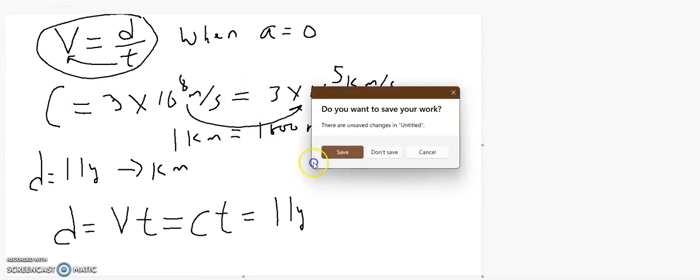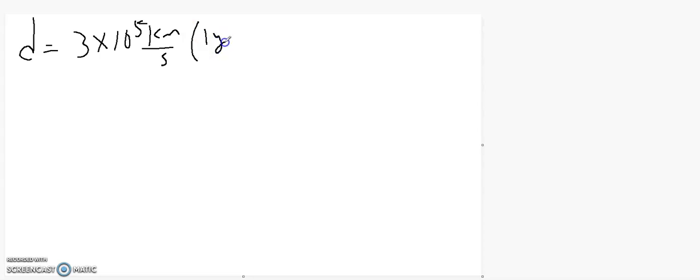So we have this equation: distance is equal to the speed of light. I'm going to put the number in here, so we're going to use 3 times 10 to the 5th kilometers per second times a time. The time here is going to be 1 year. That's what t equals, the distance that light travels in 1 year.